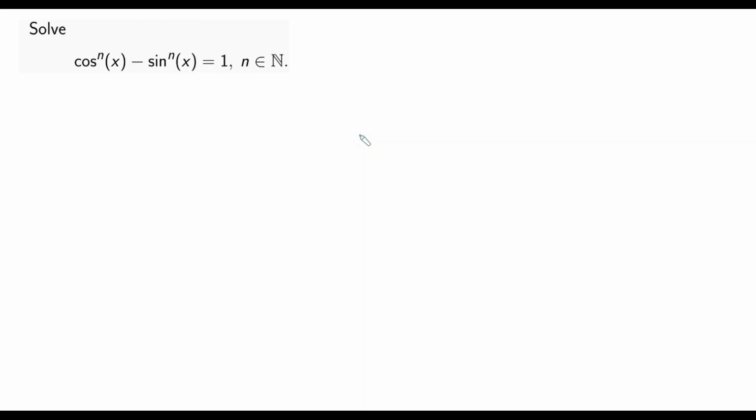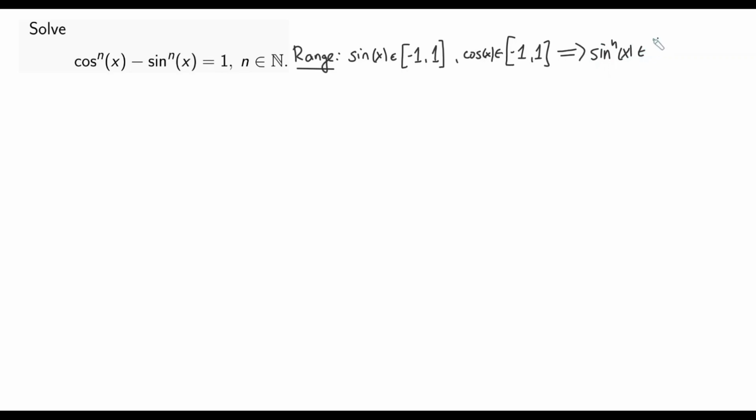So first of all, let's look at the range. So we know that the range of sine of x is from -1 to 1 inclusive, and of course analogously also the range of cosine of x is from -1 to 1 inclusive, and then from there it follows that the range of sine to the nth is also between -1 and 1 inclusive, and also cosine to the nth, because if you take something that's between -1 and 1 to the nth power, then this stays between -1 and 1.